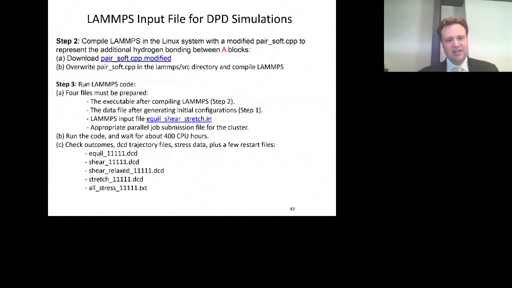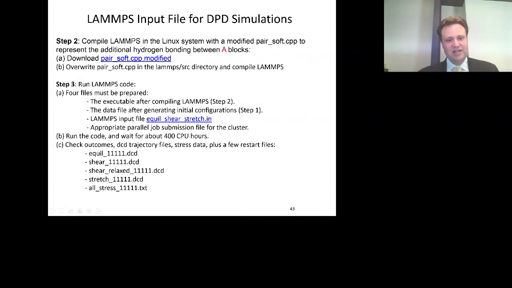So this is the background of the model, but when you now actually want to run the simulations, you've done step one, you've run the MATLAB code, you've now downloaded LAMMPS, you've compiled it, hopefully it worked out fine. We need to edit the code, essentially. We've done this already, and so we have a file, the pair_soft.cpp, which is a modified version that you can download from this Dropbox folder. And you place it in the source directory of LAMMPS, and you recompile LAMMPS again.